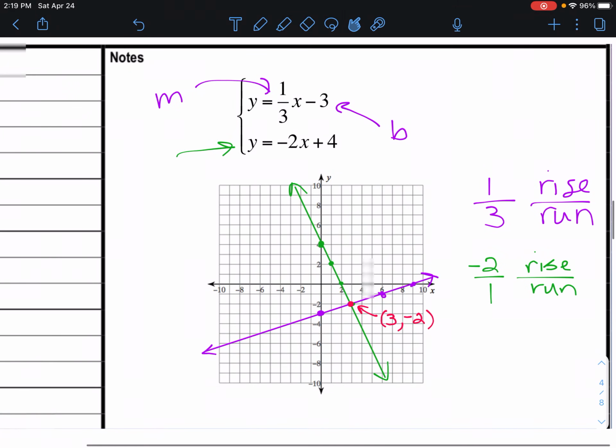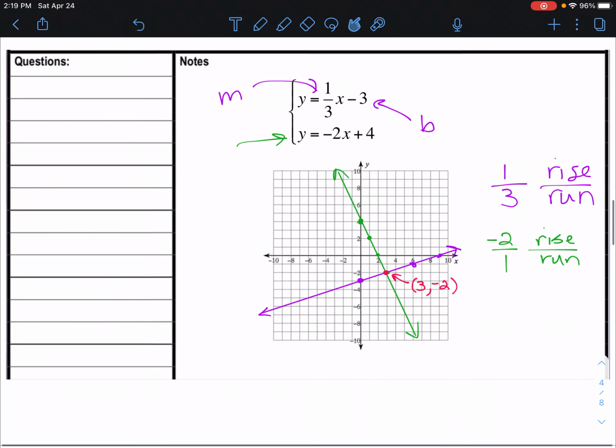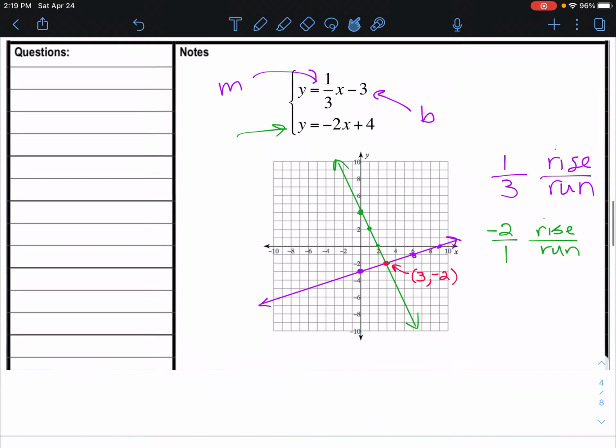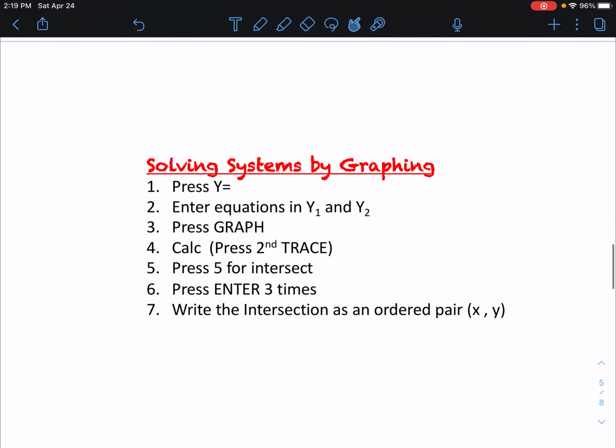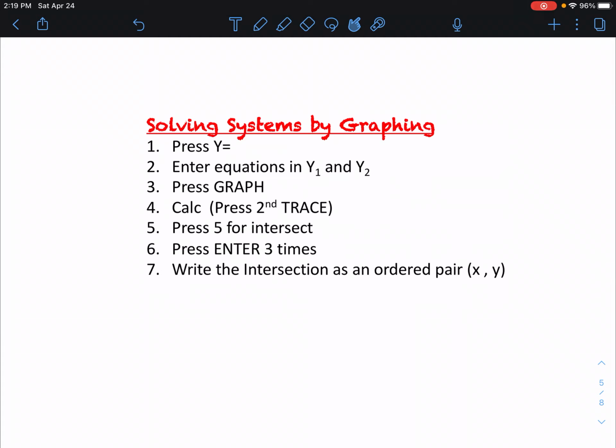Now that's one way to do it. It just takes a little while, and you need a graph. So we've been talking about how powerful our graphing calculators are. They're called graphing calculators for a reason. We can use these to graph equations, and that's what we're going to do here because it's a little faster and it's pretty useful. So this is how you do this.